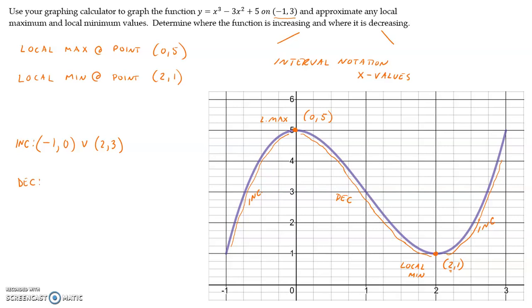For the interval where our graph is decreasing, it's going to be from our local max all the way to our local minimum. So our smallest x value is 0, and our largest x value for that segment is going to be +2.